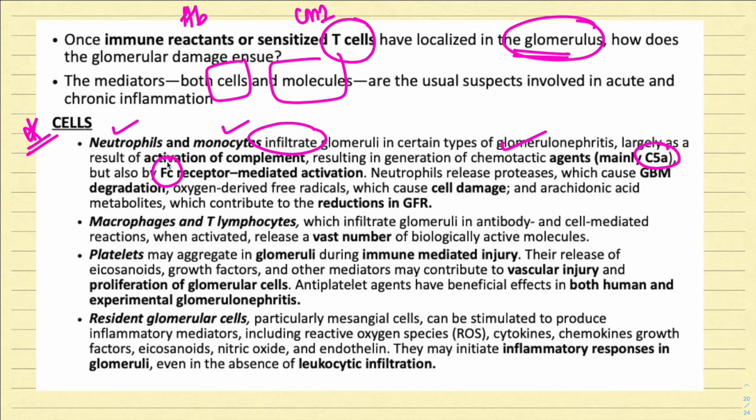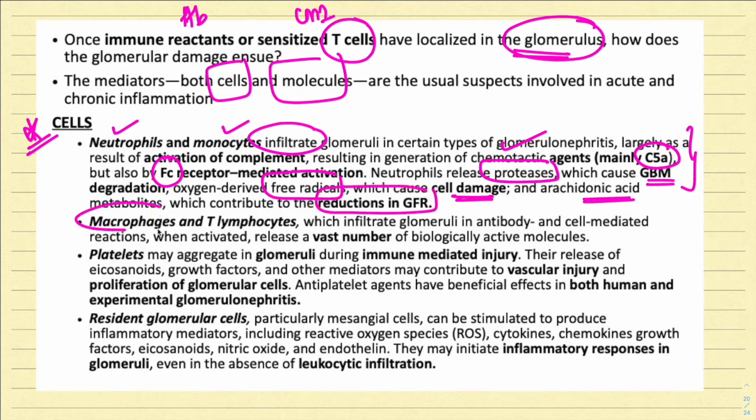Now once the neutrophils enter, they release certain enzymes called proteases, which degrade the glomerular basement membrane. Also, whenever there is inflammation, there is release of free radicals or ROS that again cause lipid peroxidation, protein degradation and DNA damage as well. And there will be formation of arachidonic acid metabolites. All of this inflammatory reaction ultimately results in a reduction in the GFR.